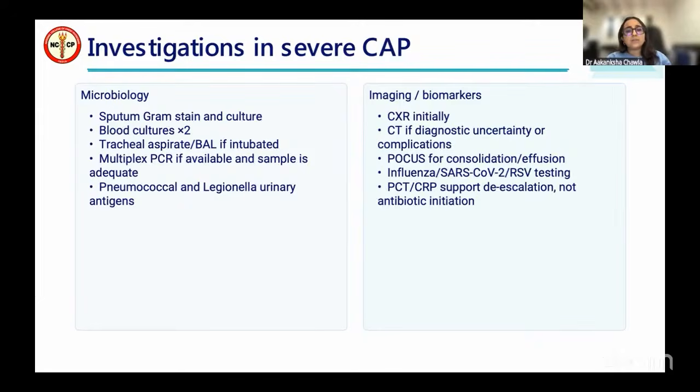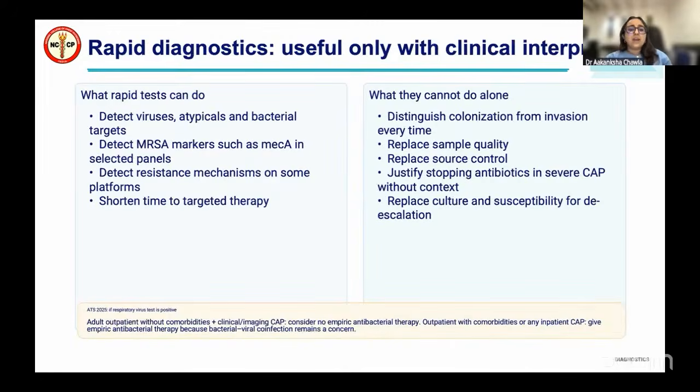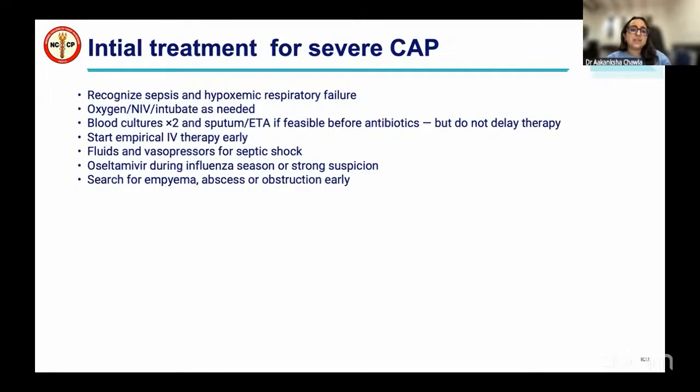And of course, you send the influenza and COVID tests if you're suspecting viral infections. And procalcitonin and CRP, we have discussed quite extensively in the previous modules as well. They support de-escalation, not antibiotic initiation. Rapid diagnostics are only useful when, like I said, they change your plan of management, they change your decision, and they have to be available, and you need to know how to interpret them correctly. Only then are rapid diagnostic tests useful.